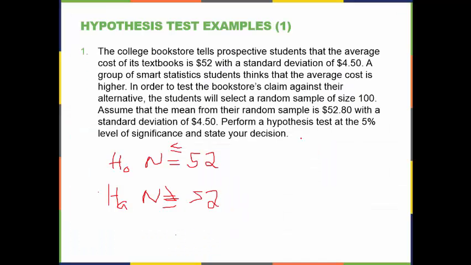So our decision is we would reject the null hypothesis. Now we did not prove that the cost of textbooks was $52.80, but we would reject the null hypothesis and basically say that there is significant data to suggest that the true cost of textbooks is greater than $52.